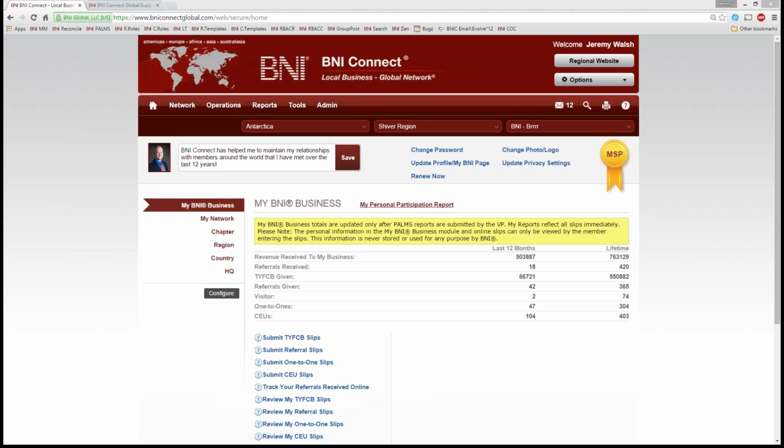So that being said, the permissions in BNI Connect, generally speaking, for anybody on the leadership team, meaning the president, the vice president, and the secretary treasurer, tend to be the same. They can all do the same things, and partly that is so they can back each other up as well.